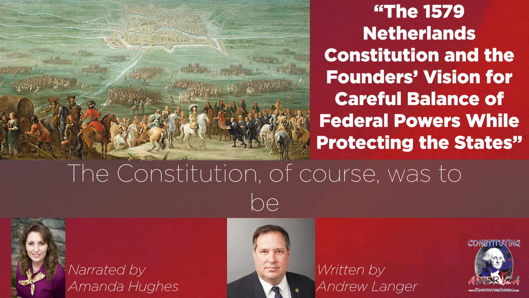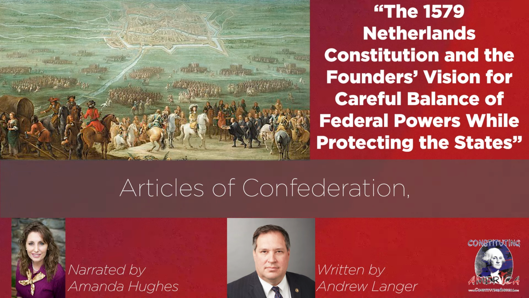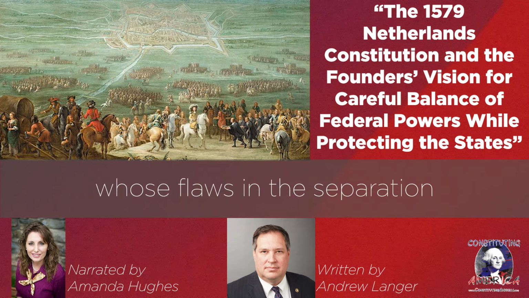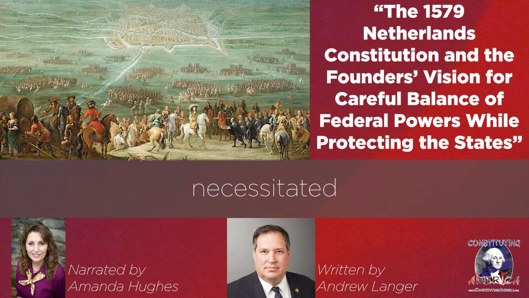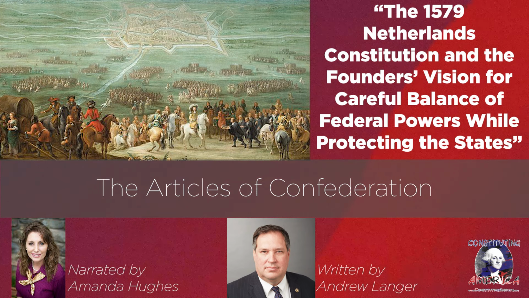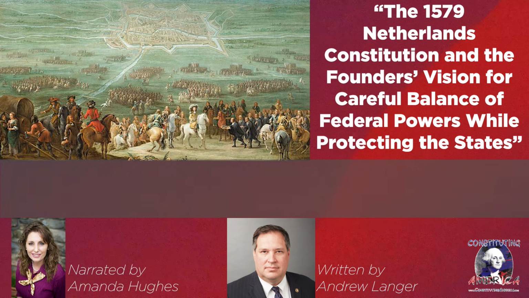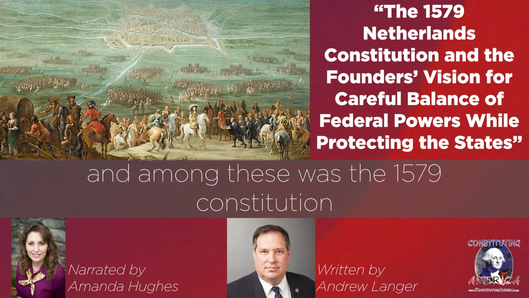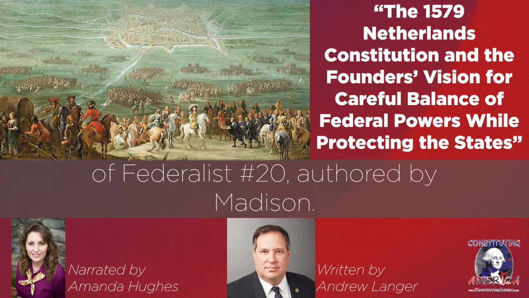The Constitution, of course, was to be an improvement over the previous Articles of Confederation, a document whose flaws in the separation and balance of powers necessitated the drafting of the Constitution itself. The Articles of Confederation was also built on historic example, and among these was the 1579 Constitution of the Netherlands Provinces, the subject of Federalist 20, authored by Madison.